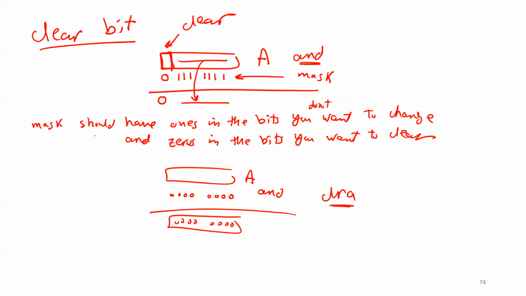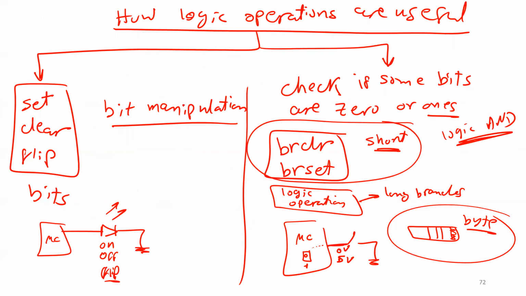Okay, now let's move to the next point. I told you guys, we need logic operations to do 2 things. I can use them to check some bits. If some bits are zeros or 1s, I told you you can do it using branch if clear, branch if set. I'm totally fine. Or you can use AND. Using AND, you can make the branch long, but with branch if clear, branch if set, the branch is short. So if you are okay with short branches, okay, use it.